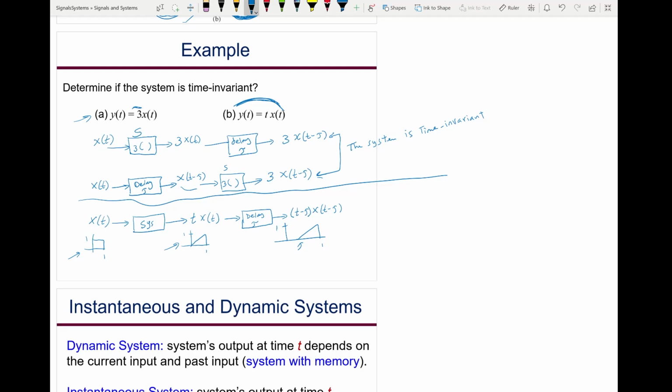Okay, now let's take the input x of t, which goes first to a delay, then to the system. So the system will see the same input, but a delayed version.